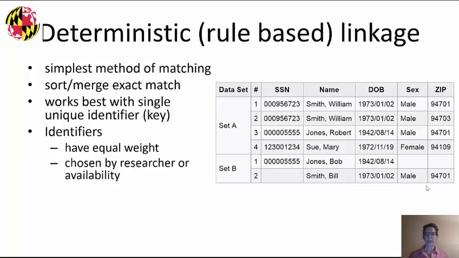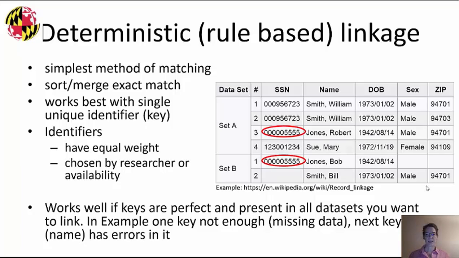And the remaining record in set B can't be matched because the Social Security number is missing. A common problem, and you can already see that this method only works well if you have a perfect key and if the key is present in all data sets that you want to merge.